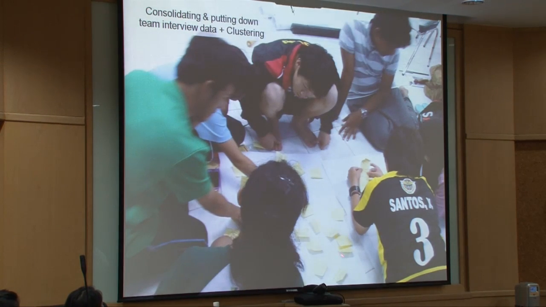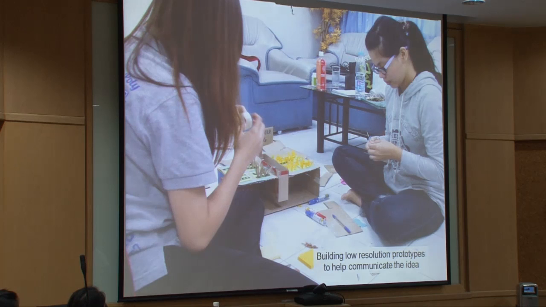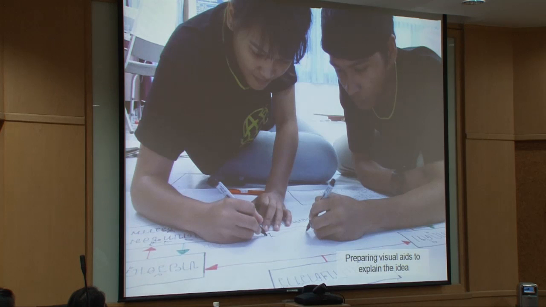Then they start to cluster. This is very much part of design thinking. They write down what they observe and cluster it in terms of what the people are telling them, trying to identify needs. Then they start to ideate and build low-res prototypes to communicate their ideas, preparing visuals so they can share with the community and get their feedback.